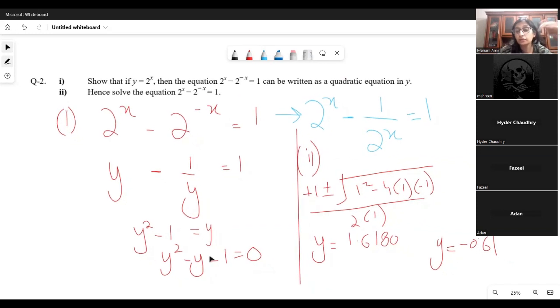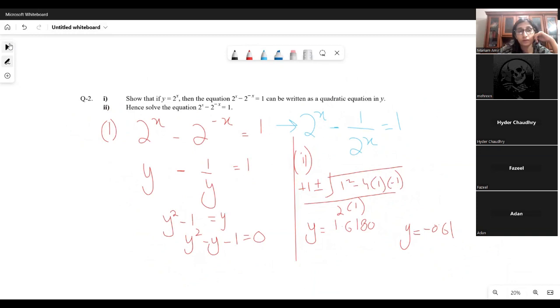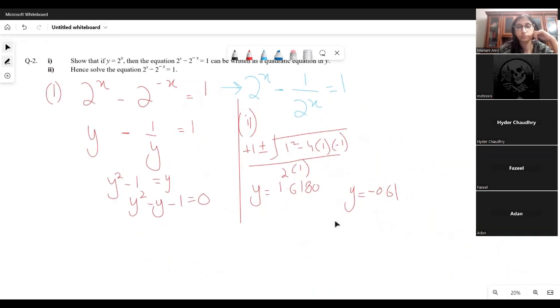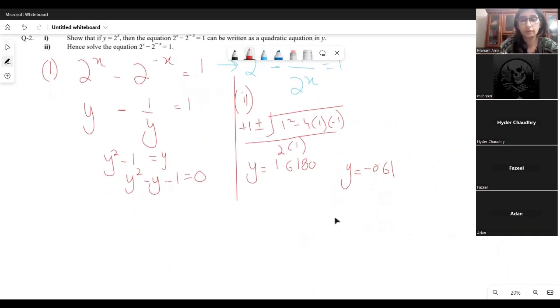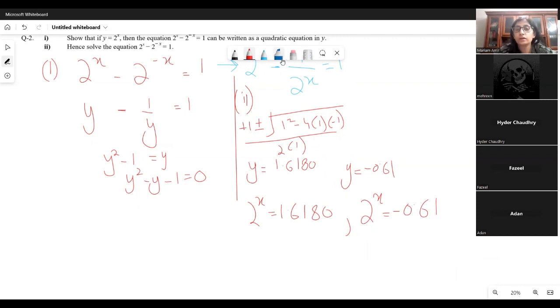So you need to find the value of x. So replace y with 2 power x again. So we're getting 2 power x equals 1.6180 and 2 power x equals minus 0.61. We have a power, a variable in the power. So how do we solve questions like this?